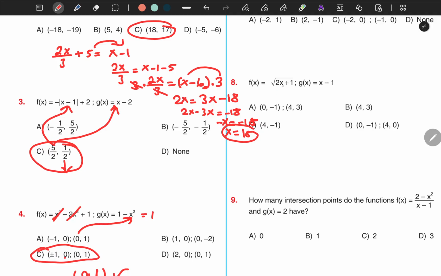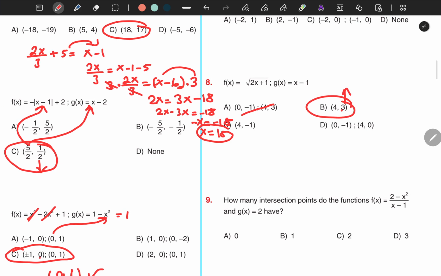If I replace 0 here, it will be what? 1, isn't it? But when I replace the 0, it said negative 1, it means that A is wrong. Okay, when I replace 4, 4 minus 1 is 3. Yeah, that's true. If I replace here 4, 2 times 4 is 8. Plus 1 is 9. Root 9, it means 3. So B is the correct option. That's it.